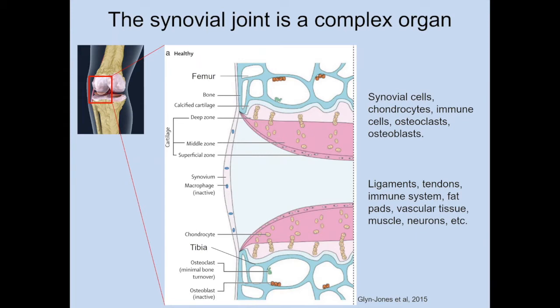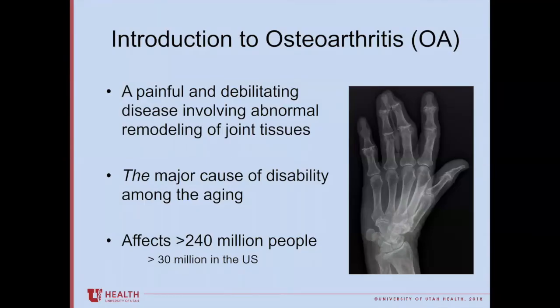So what is OA? Again, I think everyone here knows what osteoarthritis is. It's a painful, debilitating disease that involves abnormal remodeling of joint tissue. It's really a disturbance in the balance between anabolic and catabolic processes, right? When you disrupt that balance, you get OA. It's the major cause of disability in the aging population.